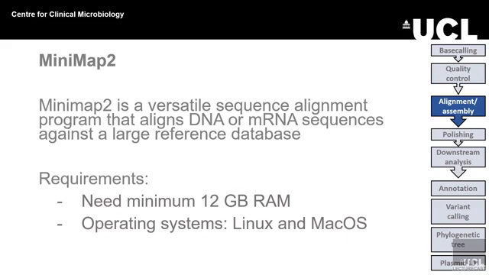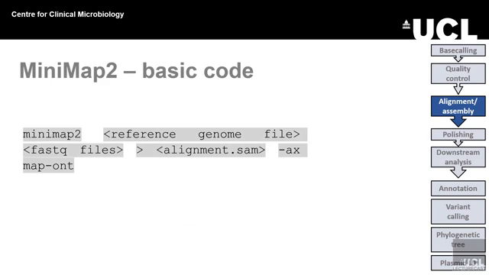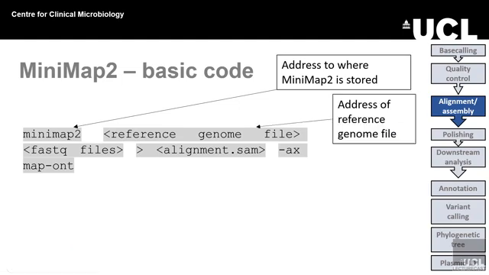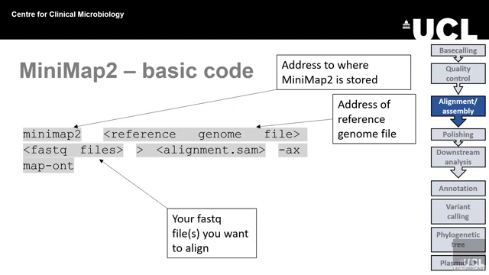align with Minimap 2. I won't go through actually running the code because you will have hundreds of FASTQ files, and that would take me ages. Nobody wants to sit here and watch me wait for that. But it's the same principle: you have the address to wherever Minimap 2 has been stored on your computer, the address to the reference genome file that you want to align it to, and the folder where your FASTQ files are. Then you tell it where to align and what to call the output file extension.